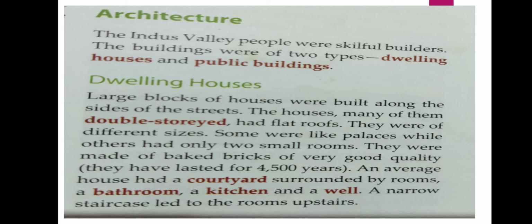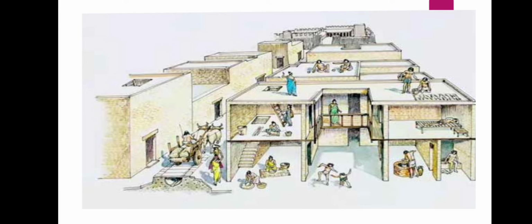And coming to the architecture, the Indus Valley people were very skillful builders. The buildings were of two types, dwelling houses and public buildings. When we talk about the dwelling houses, all the houses were constructed according to a plan. They were one or two-story houses. Story means a building having two or three floors. The small houses consisted of two rooms, while the big ones had many rooms.